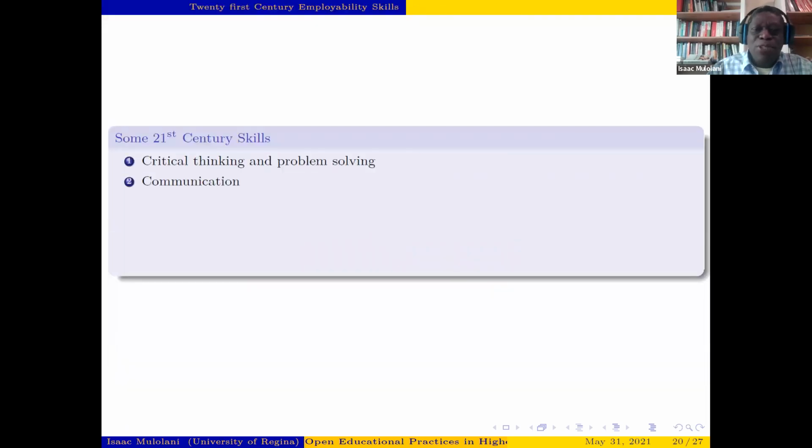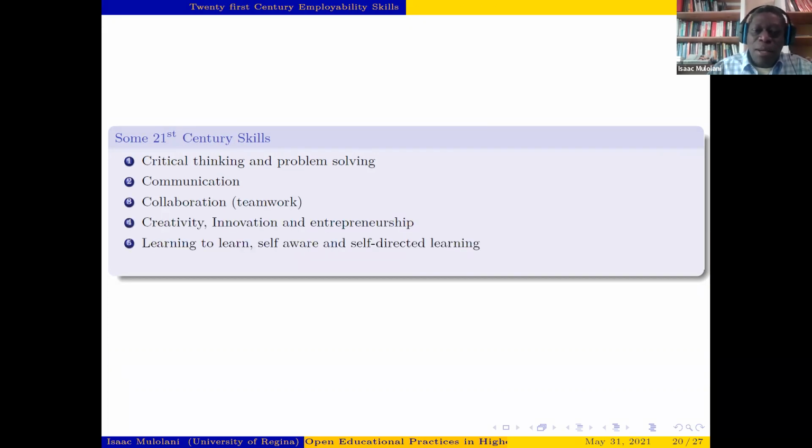Now, I did mention the issue of employability skills. So I thought I'd just mention what some of the skills are. These are not all of the skills, but these are some of the employability skills that have been identified: problem solving, critical thinking, communication, collaboration, creativity and innovation, lifelong learning, self-direction, and then local, global, and digital citizenship.